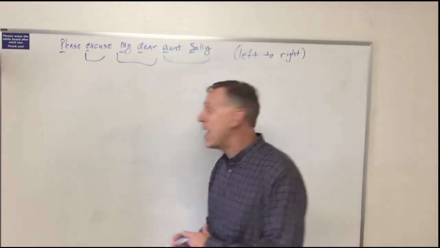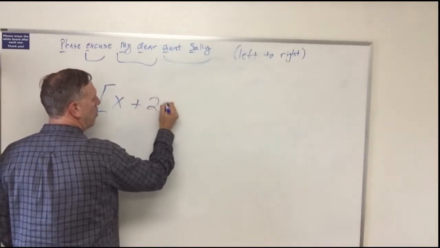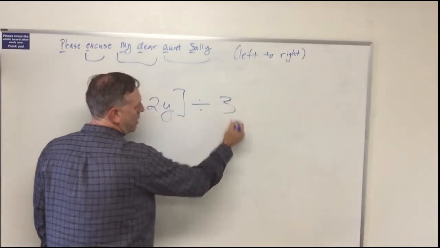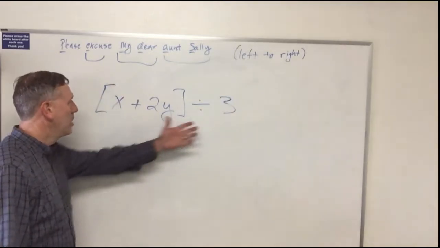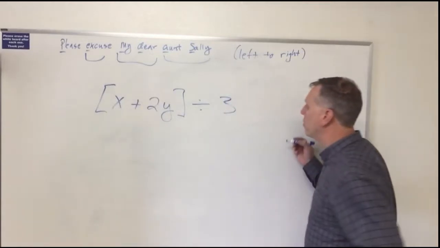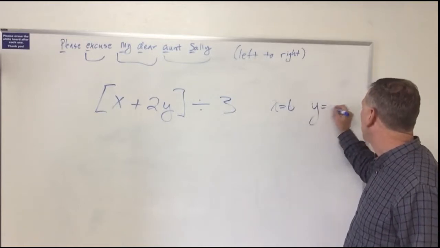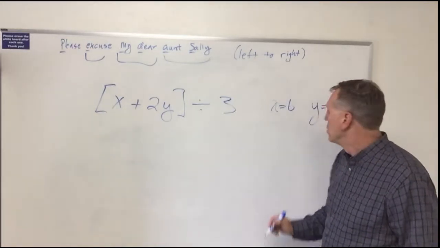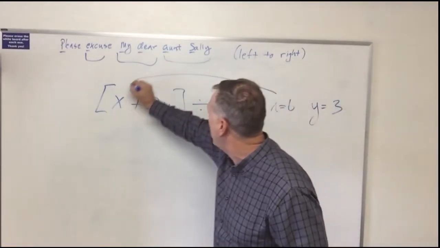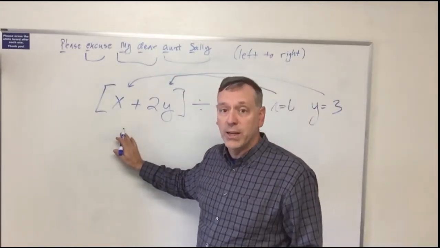Let's suppose instead we have a problem that looks like this. X plus 2y divided by 3. Okay, so there's our problem. And we need some information for x and y. We're told that x is equal to 6 and that y is equal to 3. So now we have x equals 6, y equals 3. We're going to substitute those in. We're going to substitute that information into this mathematical sentence.